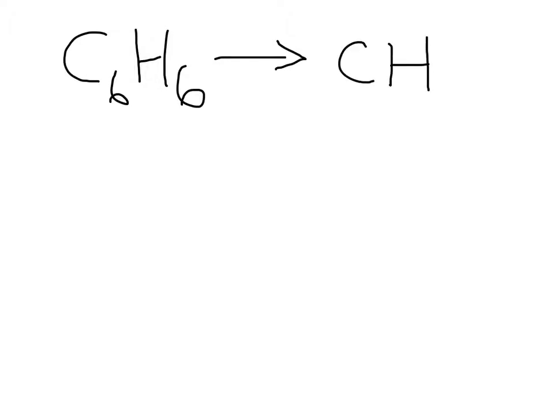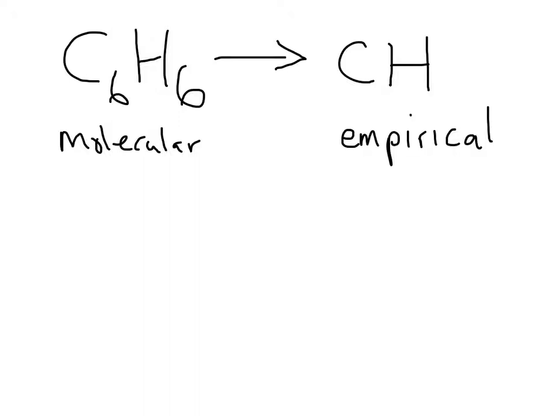So let me give you an example. Let's pretend that the actual ratio of this compound is benzene. It's C6H6. We would call this a molecular formula. However, the empirical formula would be the lowest whole number ratio, which would be just CH. Again, the one on the left here we would call the molecular formula because it's the actual ratio of elements in the compound, whereas the one on the right here we would call the empirical formula because it's the lowest whole number ratio of elements in a compound.